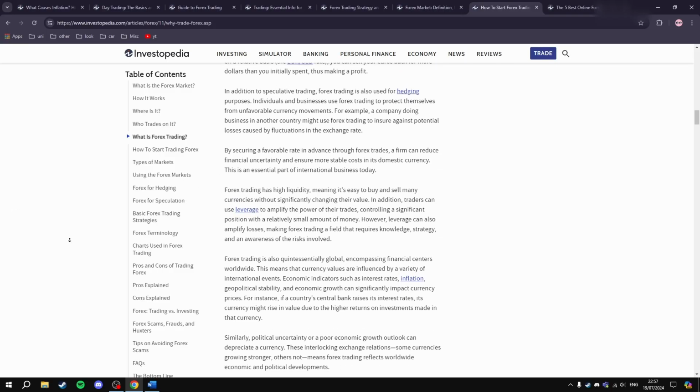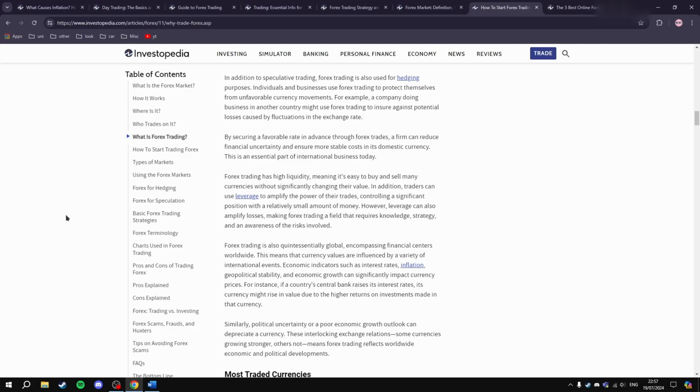In addition to speculative trading, Forex trading is also used for hedging purposes. Individuals and businesses use Forex trading to protect themselves from unfavorable currency movements. For example, a company doing business in another country might use Forex trading to insure against potential losses caused by fluctuations in exchange rates. By securing a favorable rate in advance through Forex trades, a firm can reduce financial uncertainty and ensure more stable costs in its domestic currency. This is an essential part of international business today.